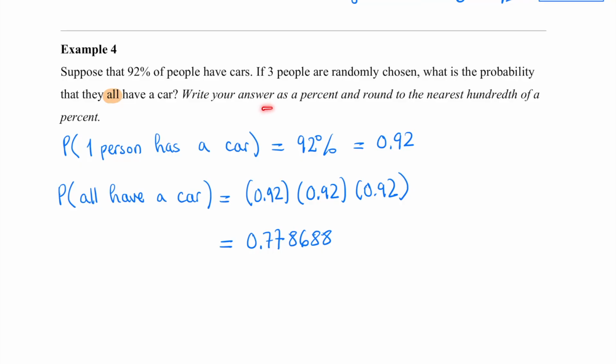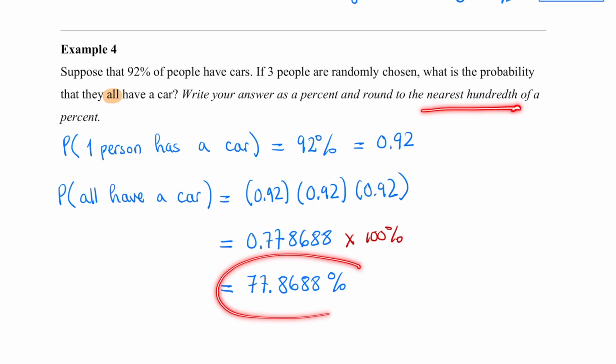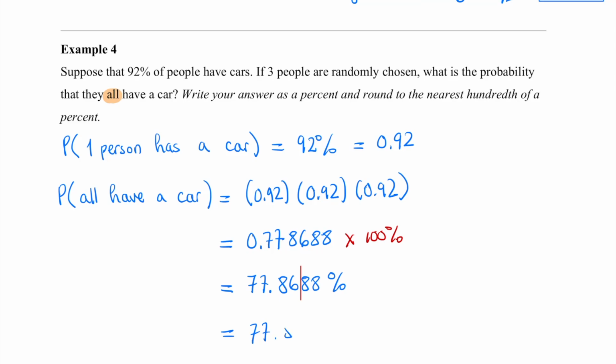The question asks for a percent, so we are going to convert this decimal to a percentage by multiplying by 100%. And that is 77.8688%. Now, the question asks to round to the nearest hundredth of a percent. So nearest hundredth means 2 decimal places. So this is my percent, and I want 2 decimal places. And that is 77.87%.